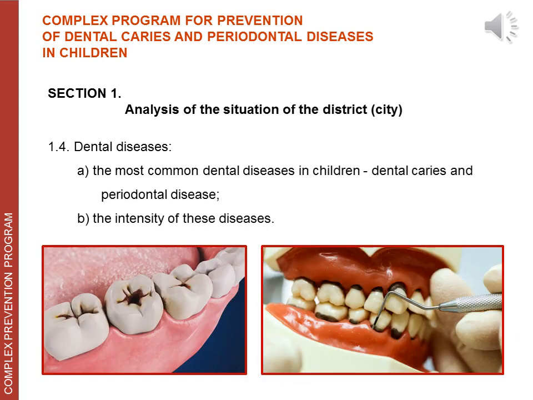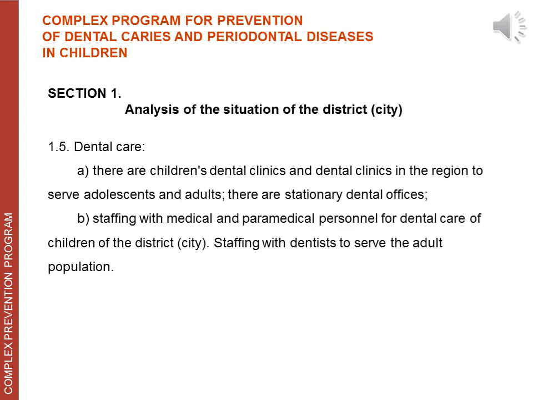The fourth step of section 1 is dental diseases. The most common dental diseases in children are dental caries and periodontal diseases, and the intensity of these dental diseases. The key age groups for assessing prevention outcomes are children aged 12 and 15 years.